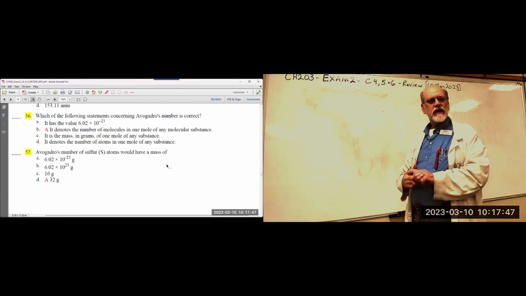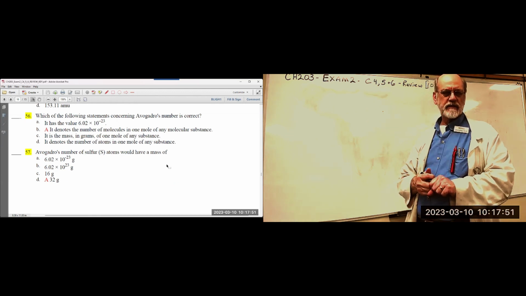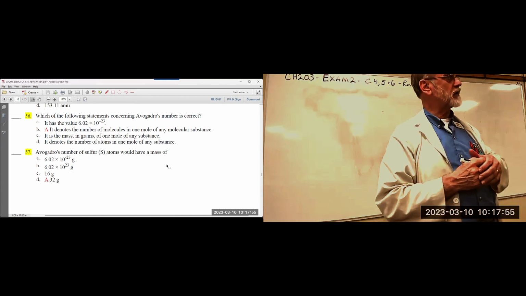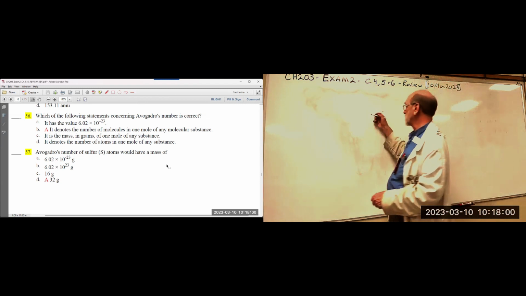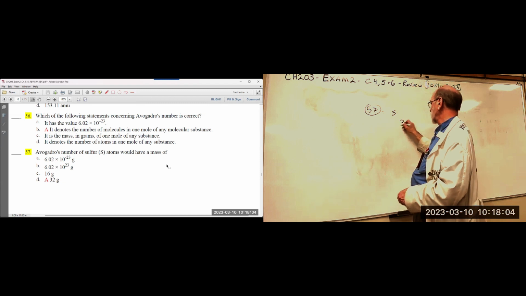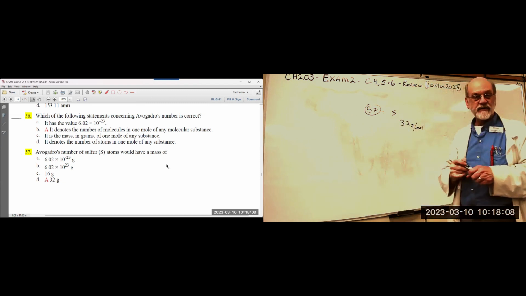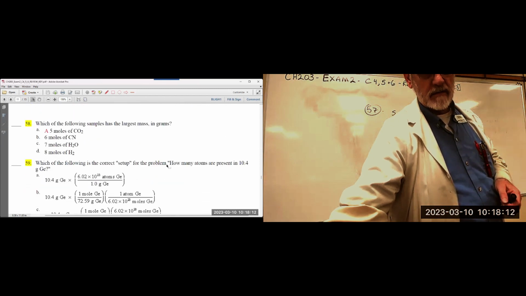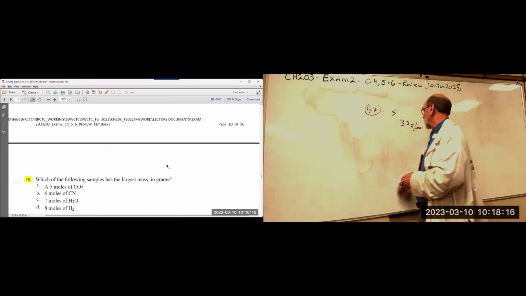Avogadro's number of sulfur atoms would have a mass of, well, sulfur is 32 grams. We just look on the chart. 32 grams per mole, 57. Sulfur, 32 grams per mole. That's its molar mass. That was easy. Let's see, let's do this one. 58.